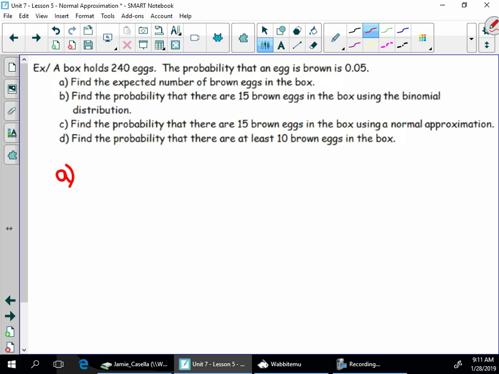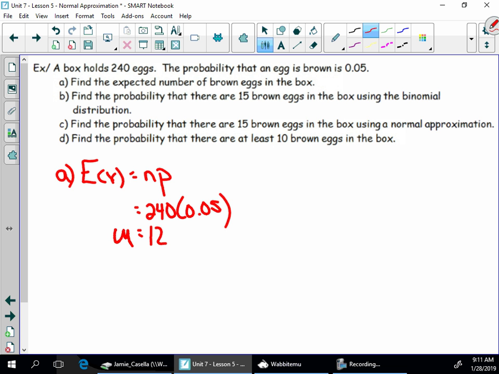This goes back to last unit. Expected value is n times p when things are binomial, discrete, repeated, independent. 240 eggs, those are discrete things, right? You can count how many eggs you have. Just because one egg is brown doesn't mean the next one's going to be brown, so they're independent. And we're doing this repeatedly, 240 times. So 240 times 0.05. P is our probability of success, the likelihood of finding a brown egg. Oh, I should expect 12 eggs. On average, that's how many eggs I'm going to get, right? That's my mean.